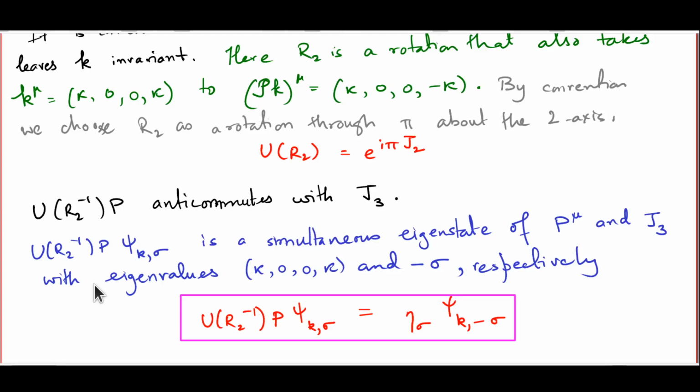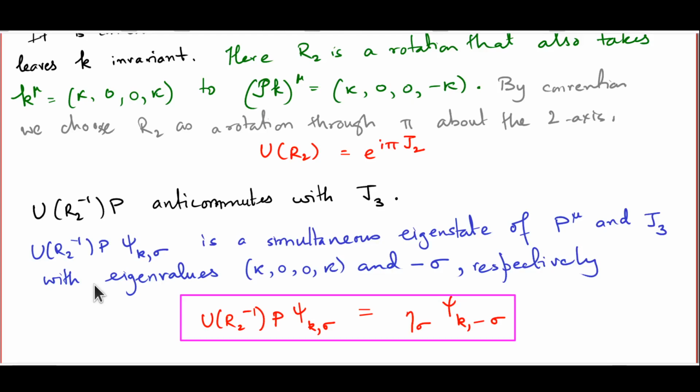One immediate consequence of this is that this reverses the third component of angular momentum, or in terms of the operators, U of R2 inverse P must anti-commute with J3. Thus, while U of R2 inverse P leaves the eigenvalues of P^μ for the standard momentum (κ, 0, 0, κ) unchanged, it changes the value of J3 to minus sigma. So U of R2 inverse P acting on ψ_{k,σ} is a state which we must identify with the state ψ_{k,−σ} with a phase factor η_σ multiplying it possibly.